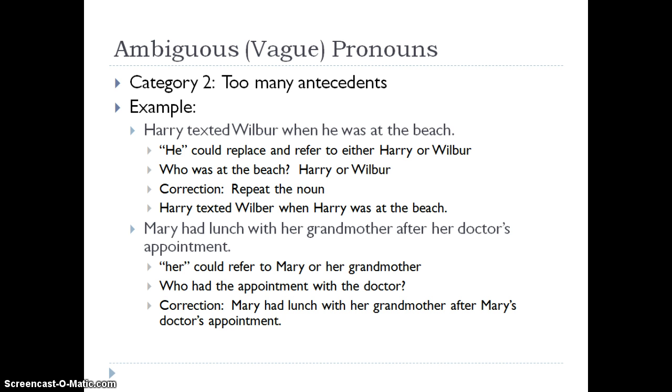So we're just going to repeat the noun. In this case, I really meant Harry was at the beach. So I would say Harry texted Wilbur when Harry was at the beach.